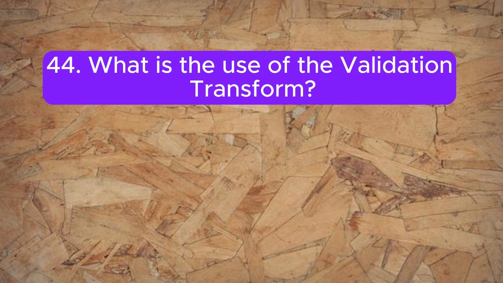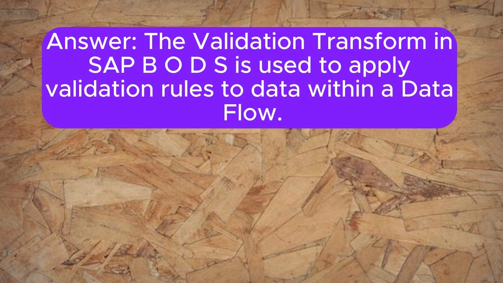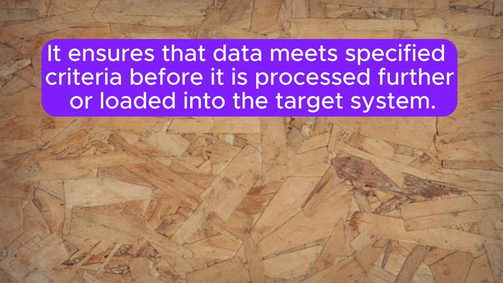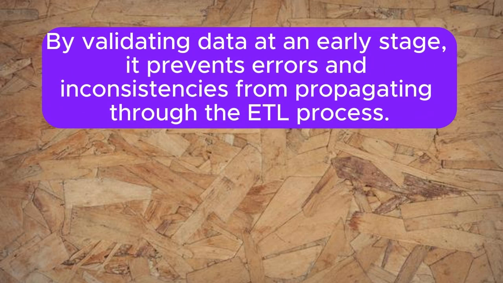44. What is the use of the validation transform? Answer. The validation transform in SAP BODS is used to apply validation rules to data within a data flow. It ensures that data meets specified criteria before it is processed further or loaded into the target system. This transform helps identify and handle invalid or erroneous data, ensuring data quality and consistency. By validating data at an early stage, it prevents errors and inconsistencies from propagating through the ETL process.